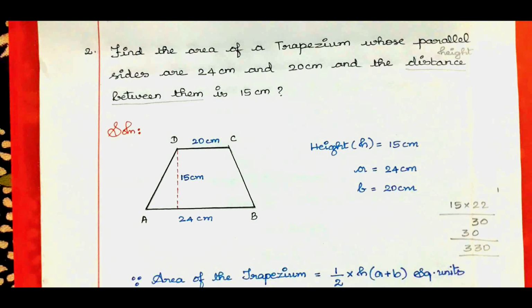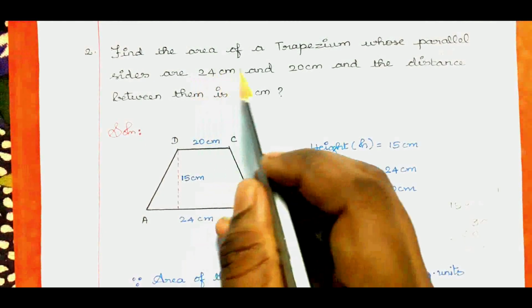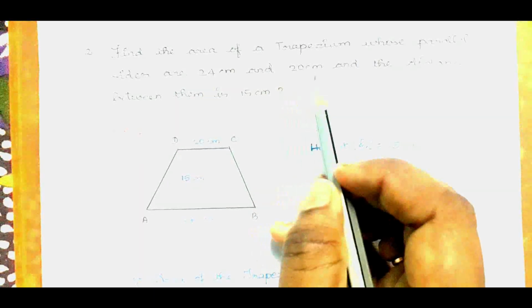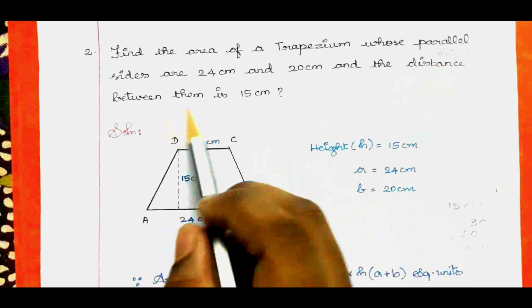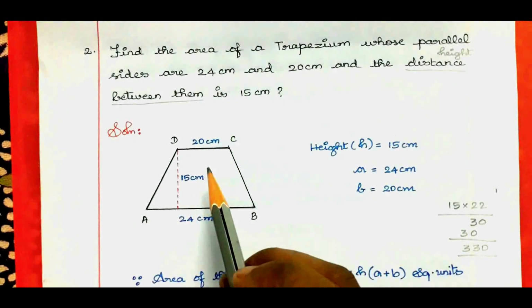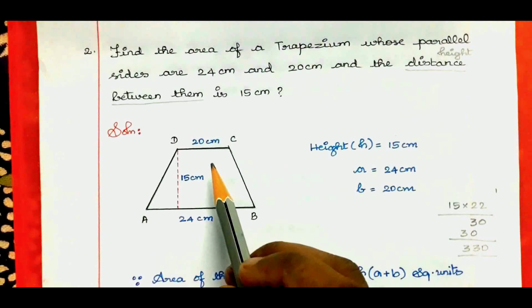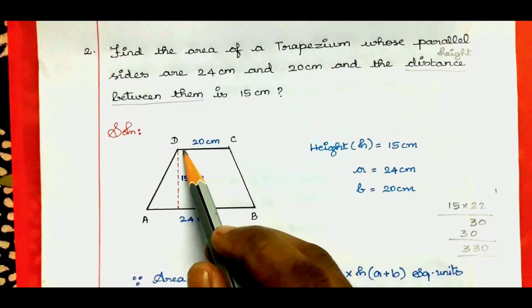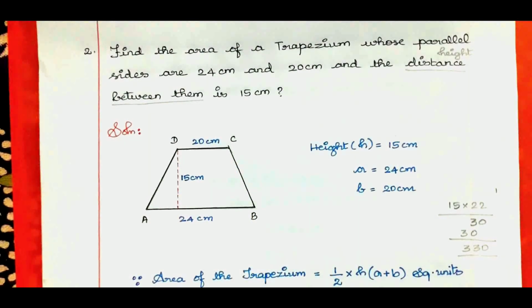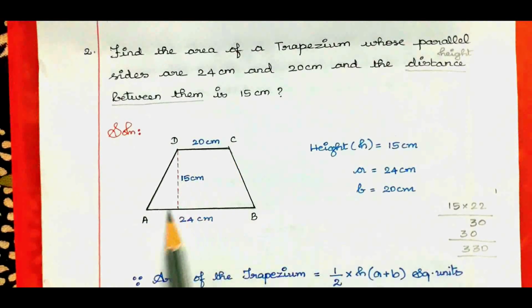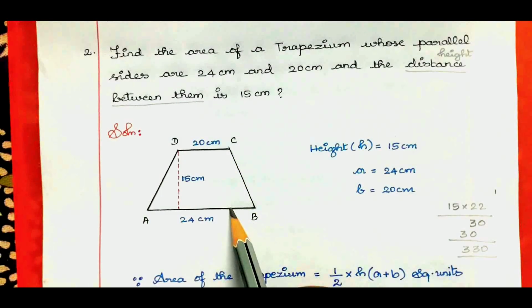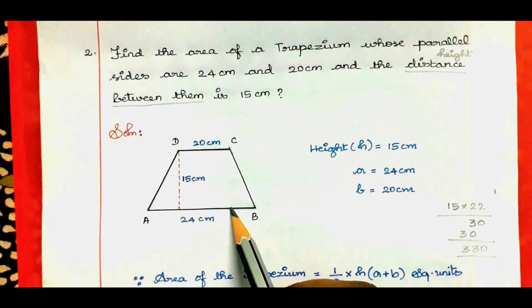Yes. Next, second question: find the area of the trapezium whose parallel sides are 24 centimeter and 20 centimeter, and the distance between them is 15 centimeter. While I'll explain the definition of the trapezium, I said that the distance between both the parallel lines is nothing but the height. Clear? The distance between the parallel lines. Okay, this is the distance. So the distance between the parallel lines is said to be the height in a trapezium.